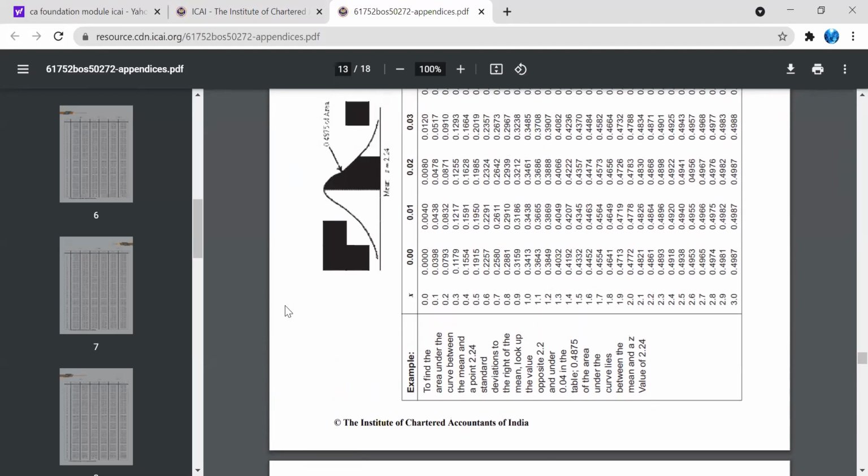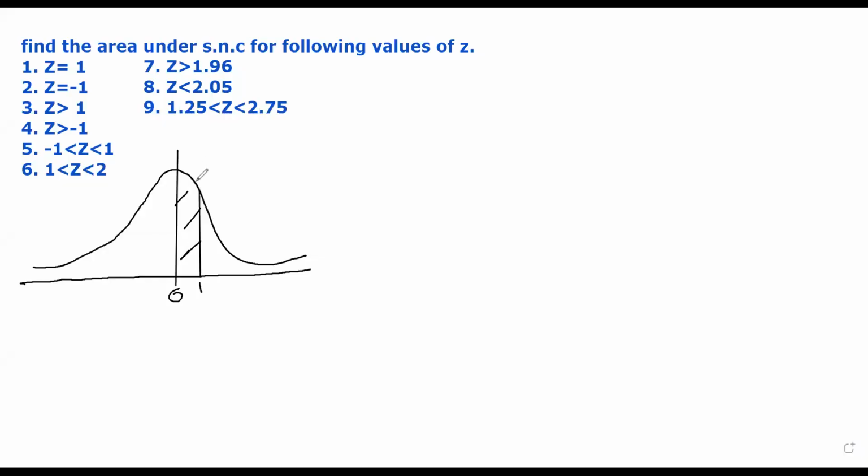लेकिन मेरे value क्या है? Sorry, I want the value for Z is equal to 1. Z is equal to 1 is actually Z is equal to 1.00. तो 1 यहाँ पे है, तो उसकी वैल्यू मैं 0 में देखूंगी, which is 0.3413. So what is the area between Z is equal to 0 and Z is equal to 1? As per Z table, it is 0.3413.